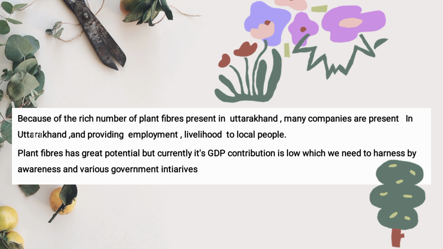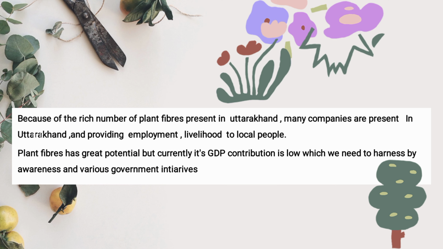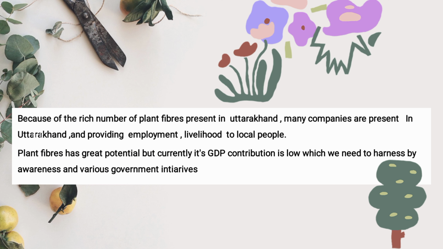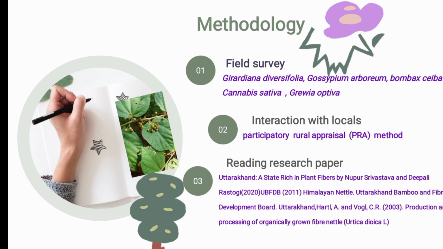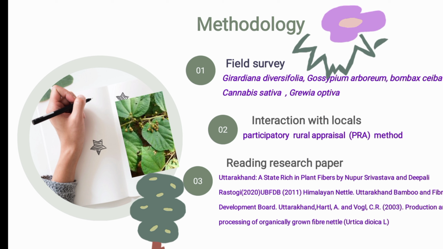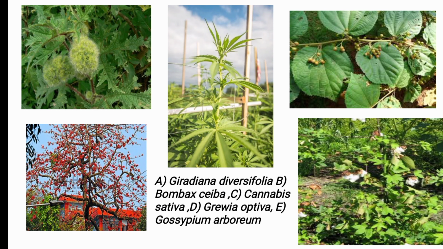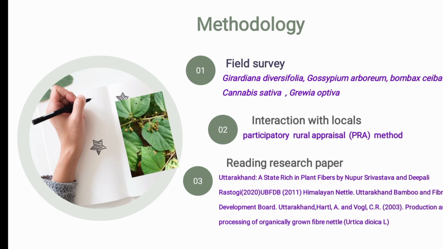And before talking about how we can harness it, if I'm talking about my methodology, I have my methodology in three steps. First, I went out for the field survey, where I saw some of the plant species which are available in that area especially, so it was convenient to see those species for myself.